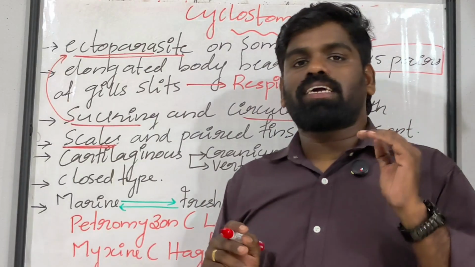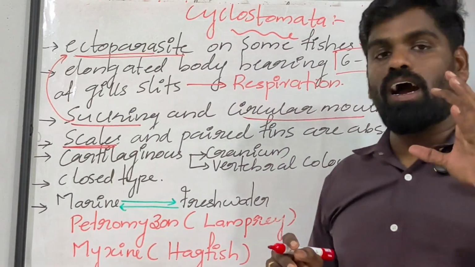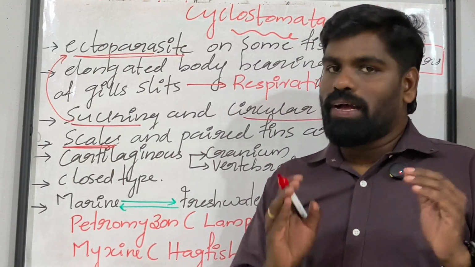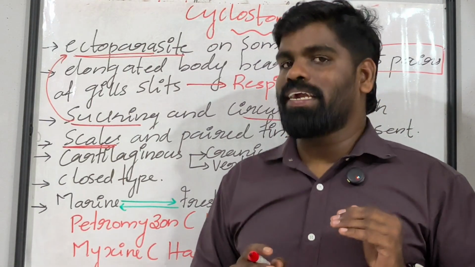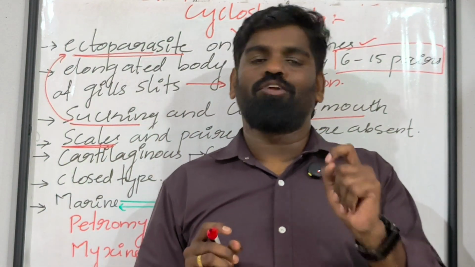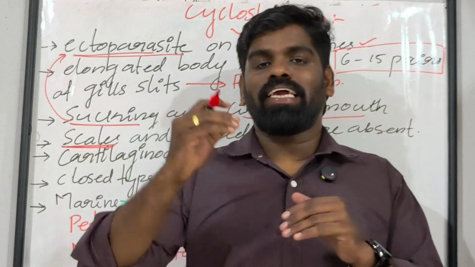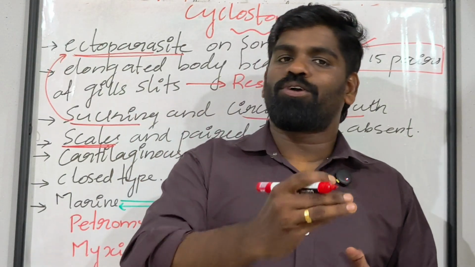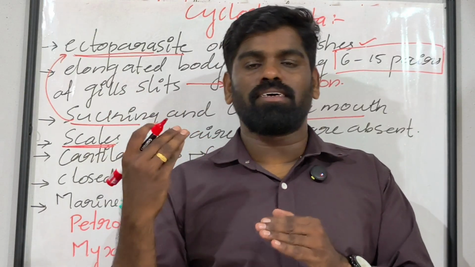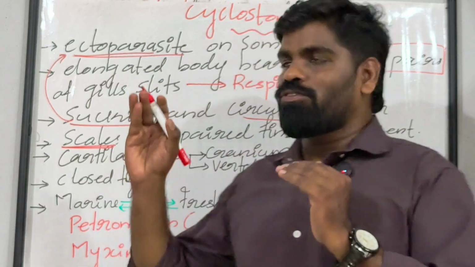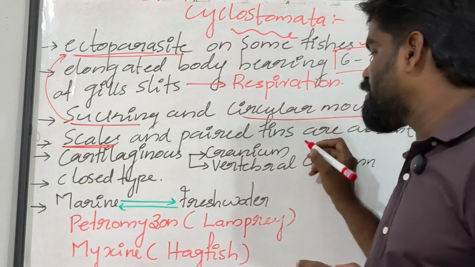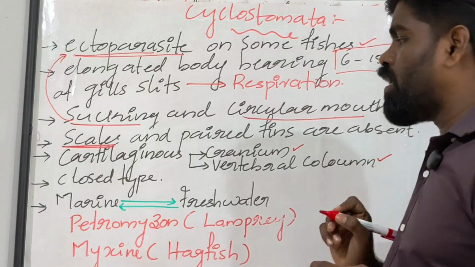Now, another: they have a cartilaginous cranium as well as a cartilaginous vertebral column. As I have already told you about one character of Vertebrata, Vertebrata possess a notochord during the embryonic stage, and in the adult stage this notochord is replaced by the vertebral column. That vertebral column will be either cartilaginous or bony. In Cyclostomata, they have a cartilaginous cranium and vertebral column.